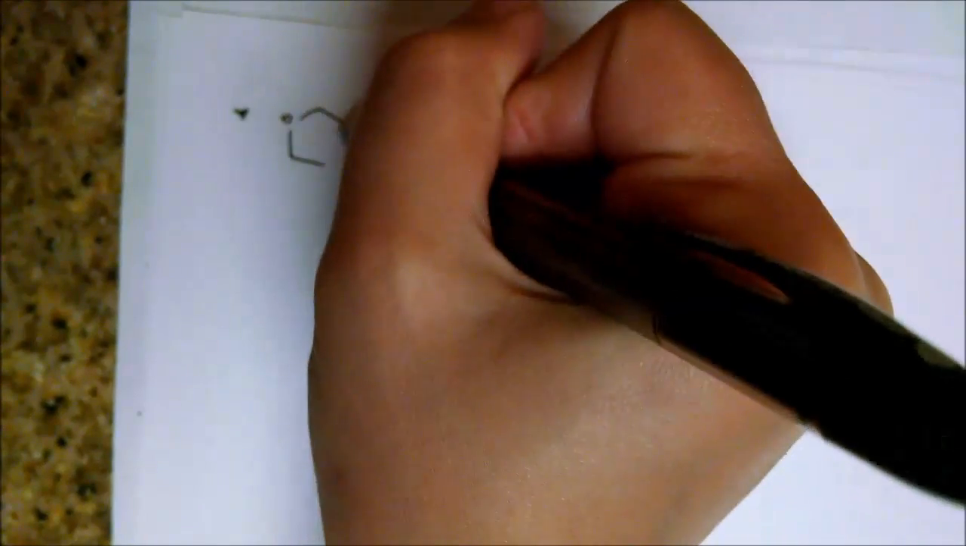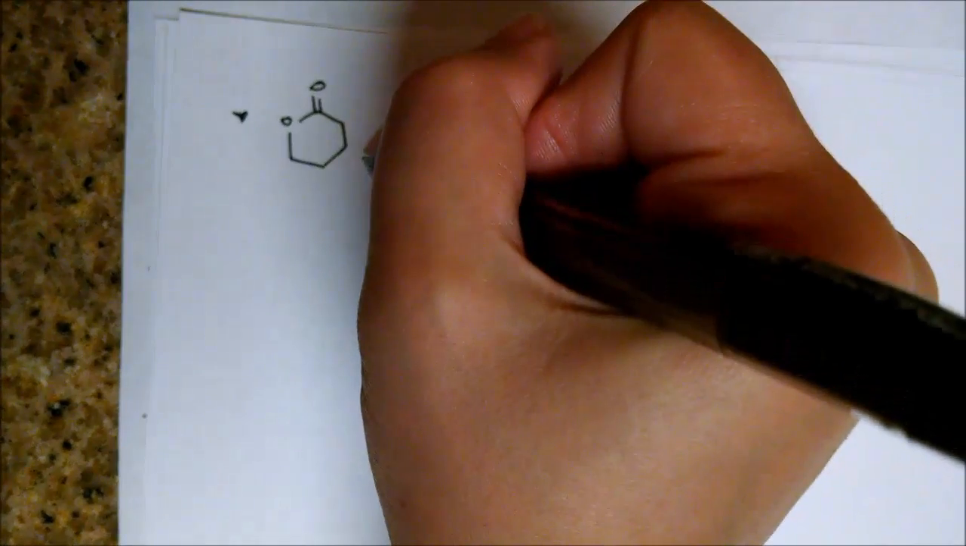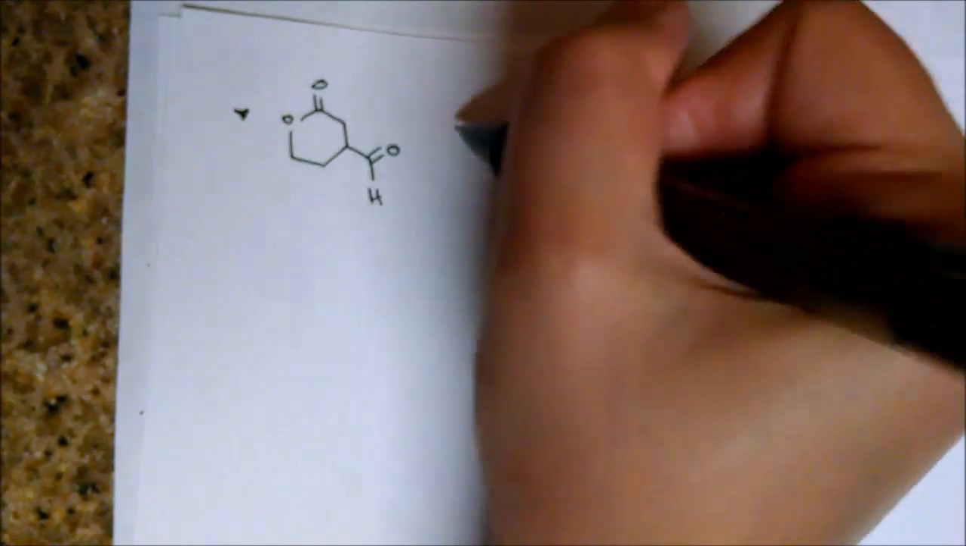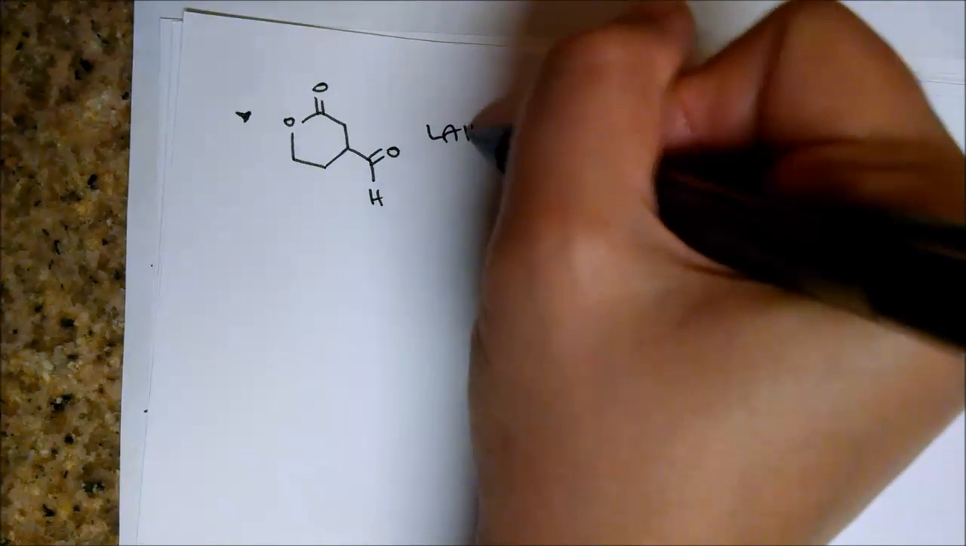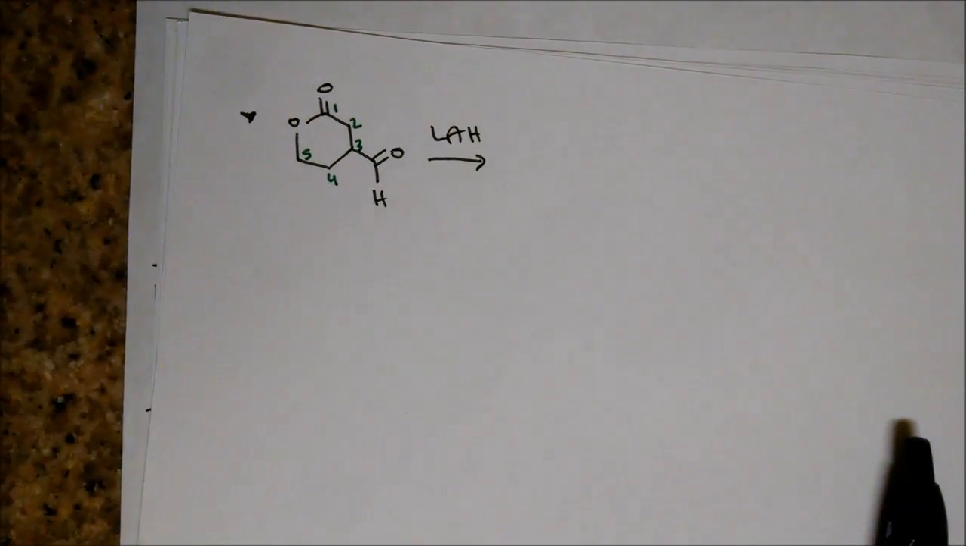I know I don't have room, so let's just go on to here really quick. Let's say we have this cyclic ester. This is known as a lactone. Here's a really good problem. You throw this guy in, let's throw in an aldehyde over here as well. Wow. We throw this guy in with some LAH. Everything's going to get reduced. So let's count our carbons: 1, 2, 3, 4, 5. Everything is going to get reduced.